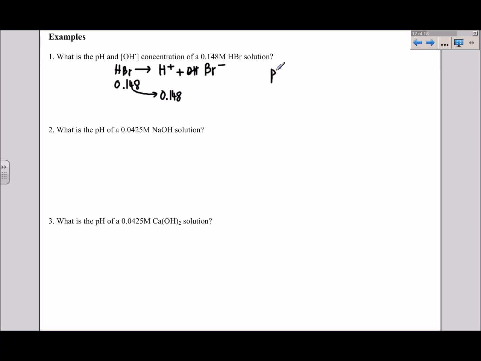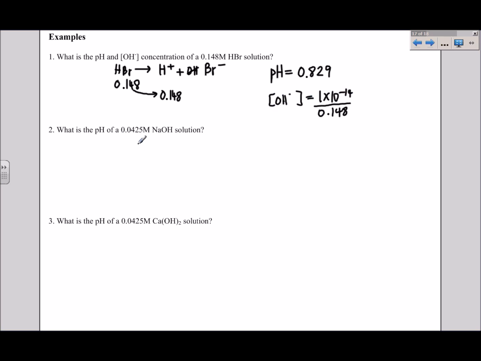From this, I can find the pH of the solution by subbing into the formula. pH is equal to the negative log of the concentration of H plus, and I find that the pH is 0.829. To figure out the concentration of the hydroxide, what I can do is simply plug into my formula, which is 1 times 10 to the negative 14, divided by 0.148. And we'll obtain the concentration of the hydroxide.